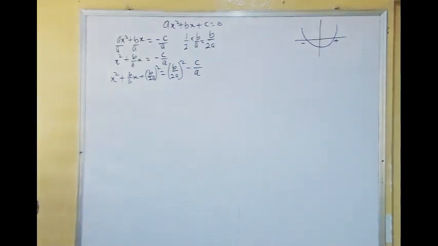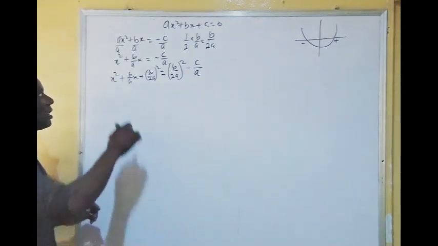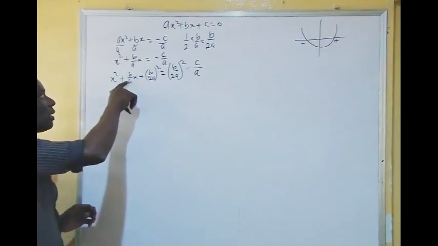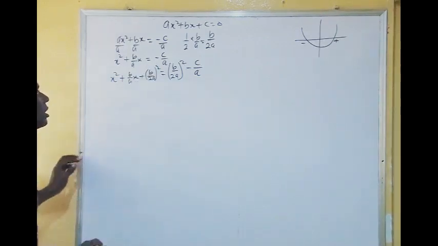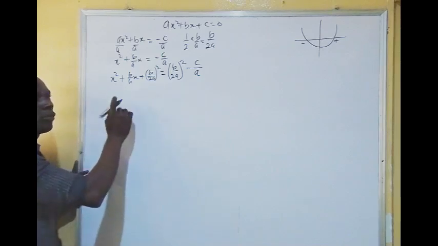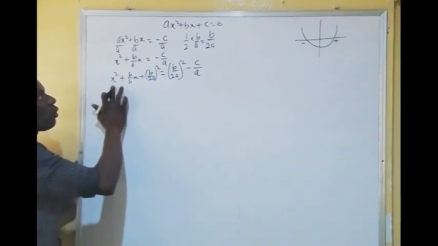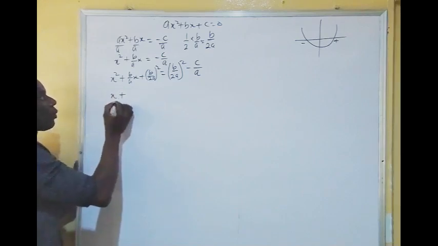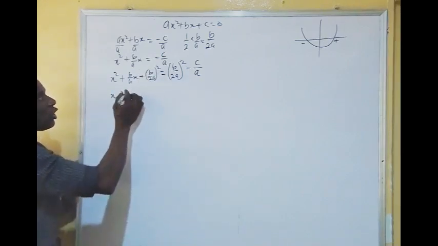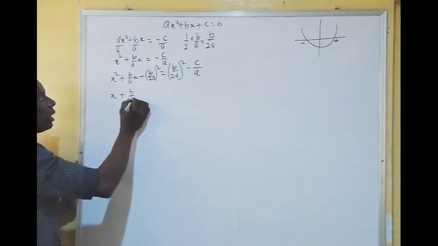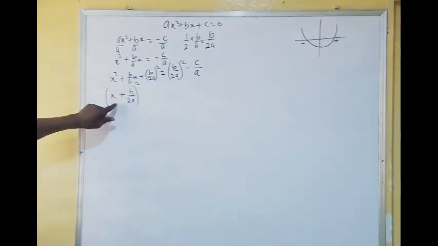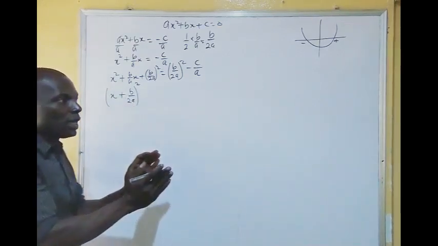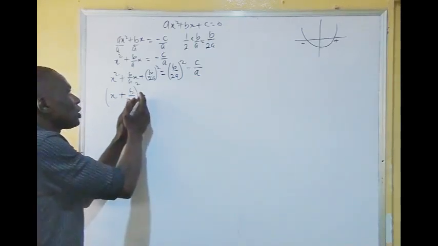Now, one thing that is very peculiar here is that this expression, x squared plus b over a x plus b over 2a all squared, can simply be arranged in a very simple manner. You pick one x here, then you pick b over 2a, put them into an expression and put a square. So this expression now, x plus b over 2a all squared, if we take time to expand it, this is what it's going to give us.